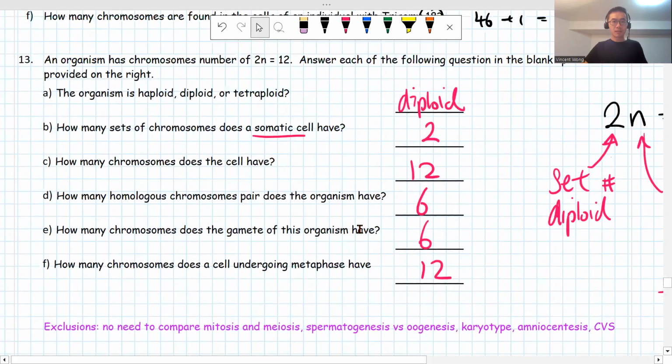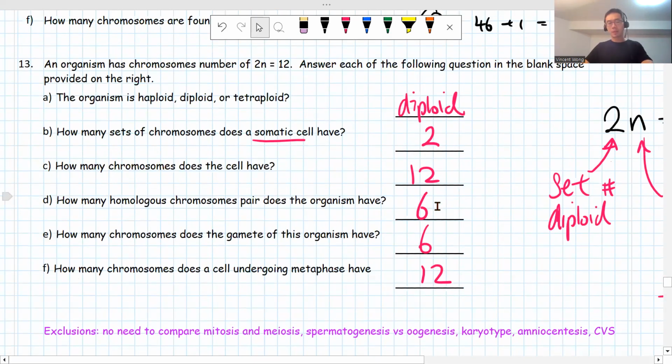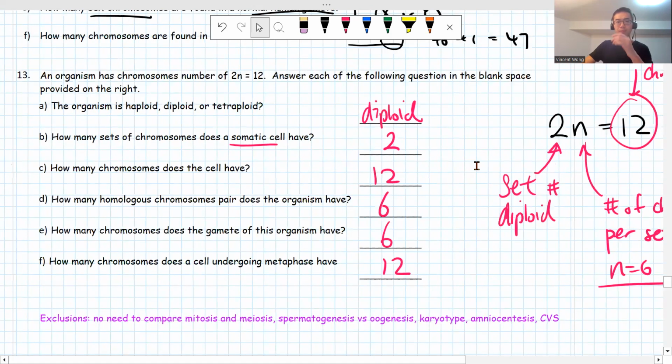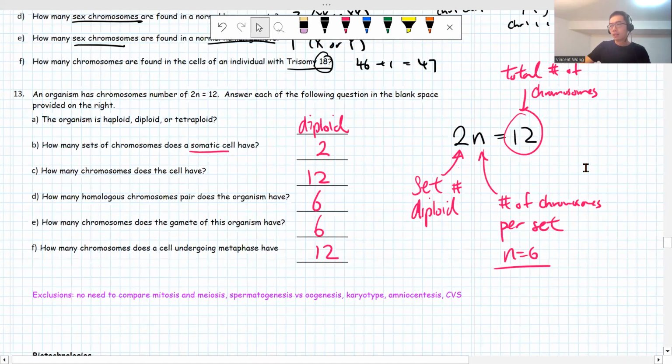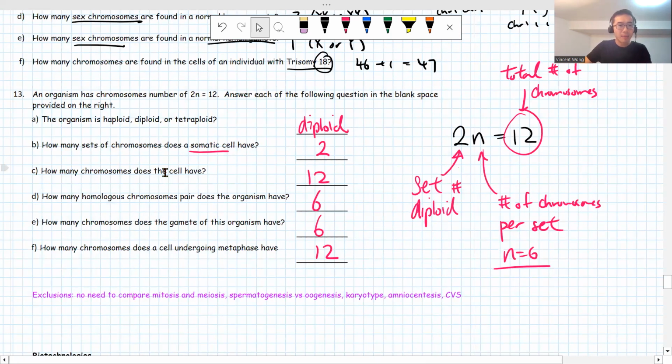Can I explain the last question one more time? This one, the whole thing? Which part are you confused about? C, how many chromosomes does the cell have? So 2n equals 12 means 2 sets, and then the 12 is all the chromosomes. So this number is already all of it.